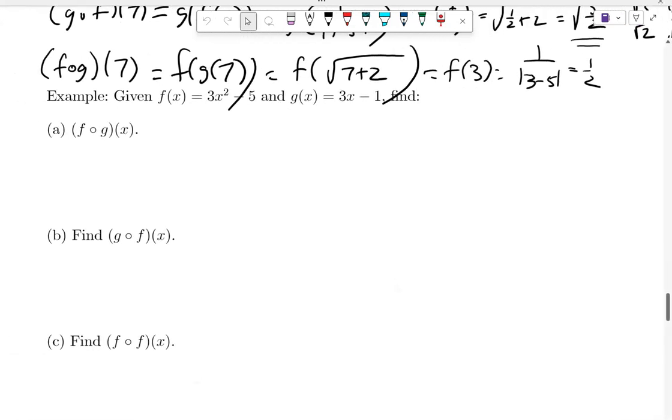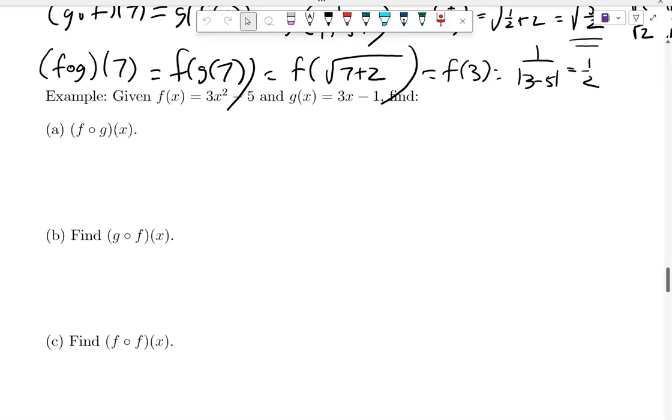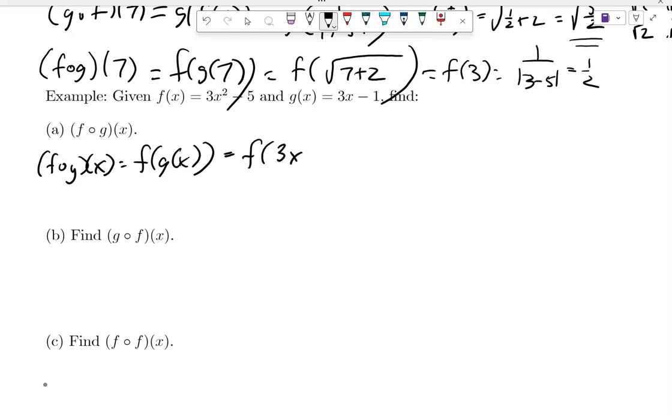We've got f of x is 3x squared minus 5. g of x is 3x minus 1. And this is asking us to find f composed with g. So how do we accomplish that? What is that equal to? How do we compute it? It's f of g of x, right? And then we put the g of x in, the 3x minus 1. The g of x is 3x minus 1, so we replace that.